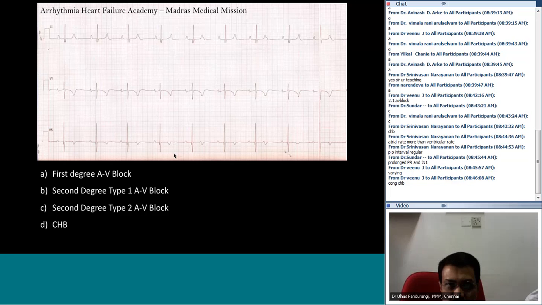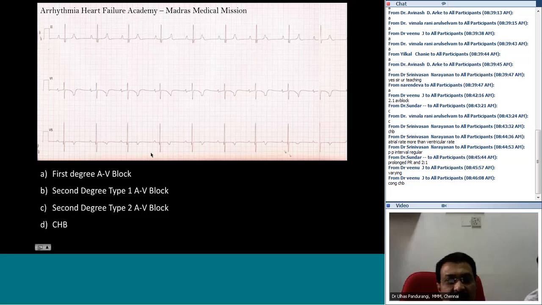But the question was, why is it a CHB? You should consider all 2:1 AV block in the pediatric age group, unless proved otherwise, as CHB. The further documentation can be done on the basis of the PR interval. If you think the PR interval is changing, it is almost diagnostic of CHB. It is just a coincidence that the ventricular rate is approximately half the atrial rate, and that is why there is an obvious or near obvious 2:1 conduction pattern.